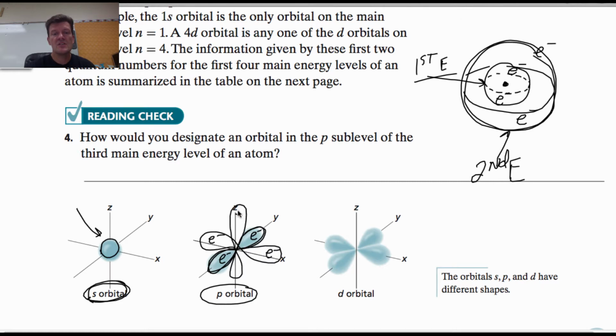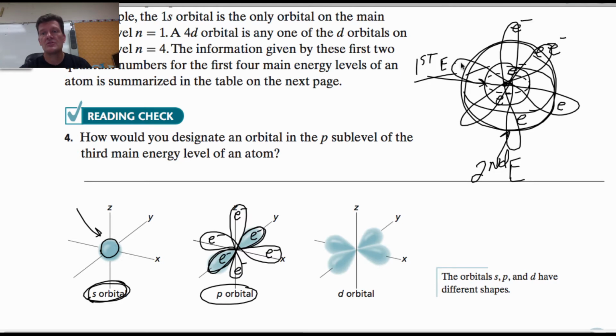So each of the p orbitals can hold 2 electrons, for a maximum of 2, 4, 6 in all the p orbitals. The second energy level has p orbitals. You're going to have a p orbital here, a p orbital here, and a p orbital here, and each of those can hold a maximum of 2 electrons if need be. That's the second energy level. The second energy level has an s orbital and 3 p orbitals.